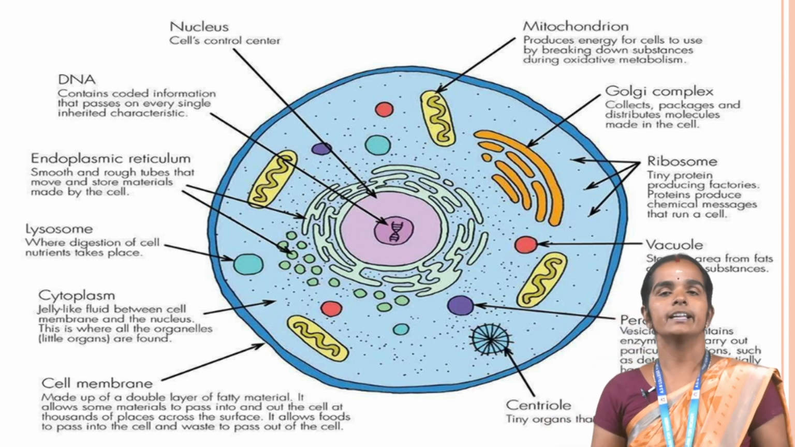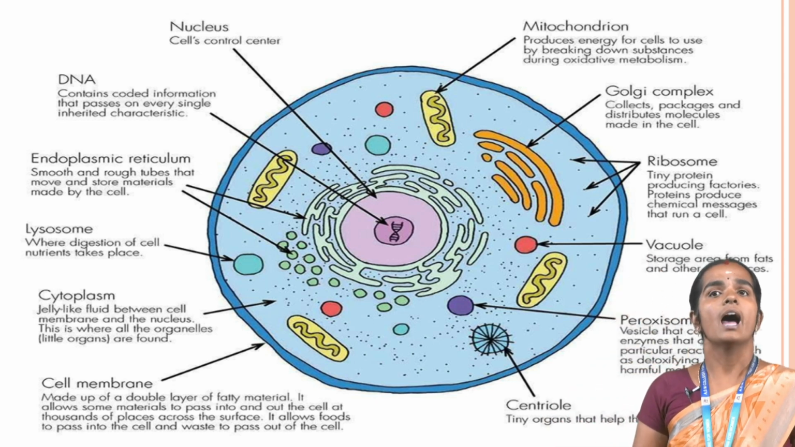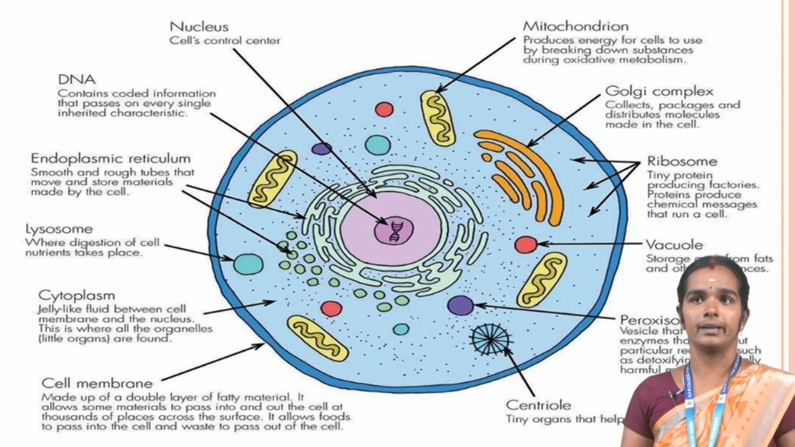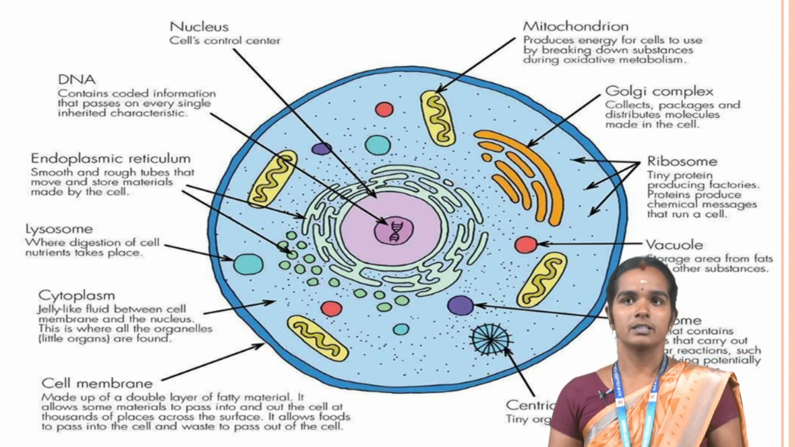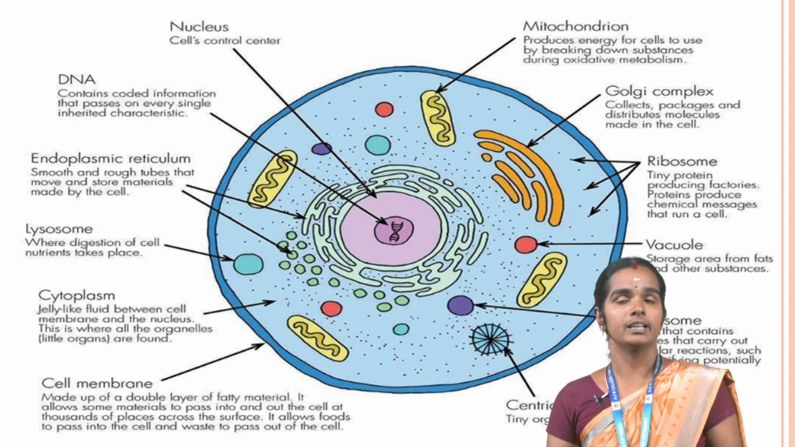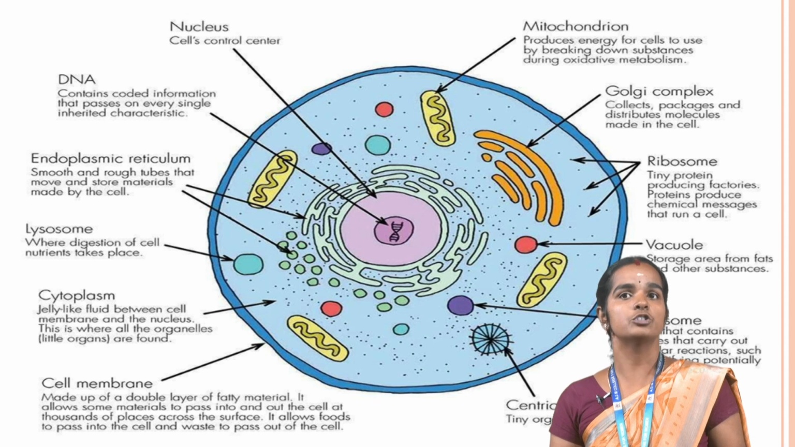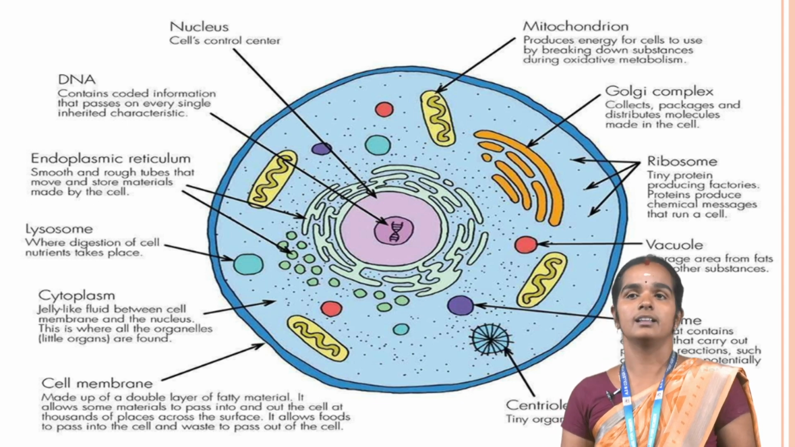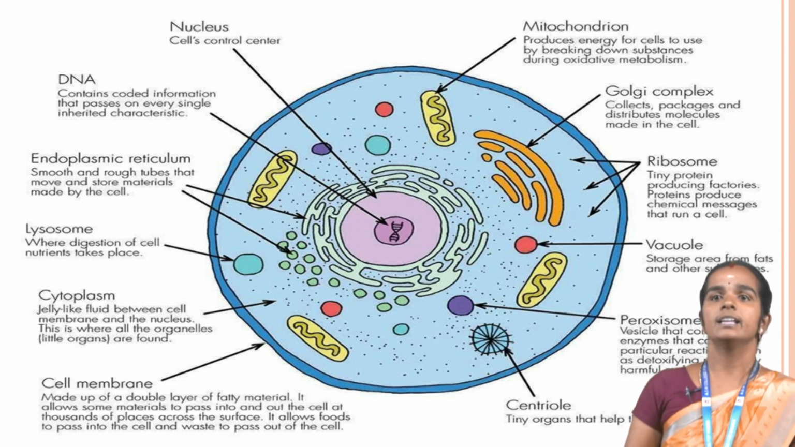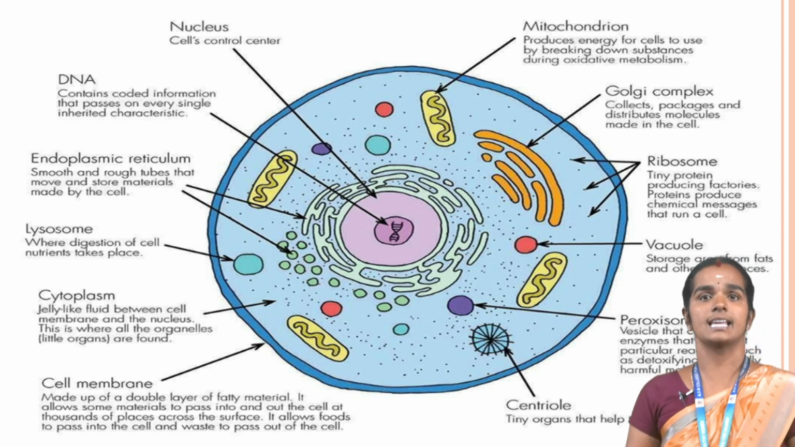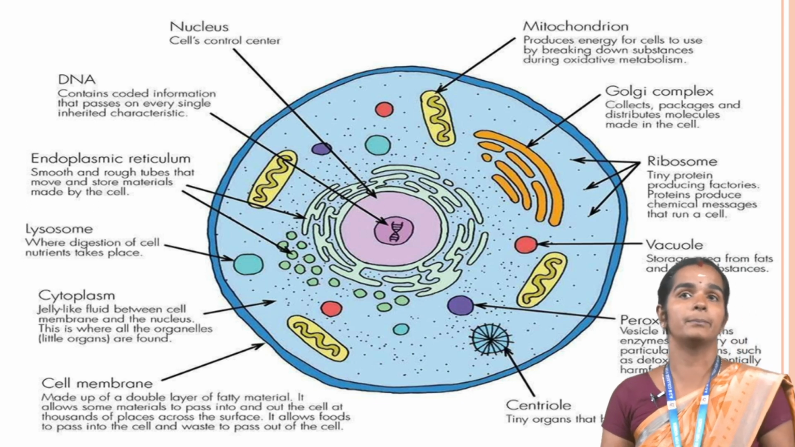Then Golgi complex. A Golgi body, also known as Golgi apparatus, is a cell organelle that helps process and package protein and lipid molecules, especially protein designed to be exported from the cell. Named after its discoverer Camillo Golgi, the Golgi body appears as a series of stacked membranes.